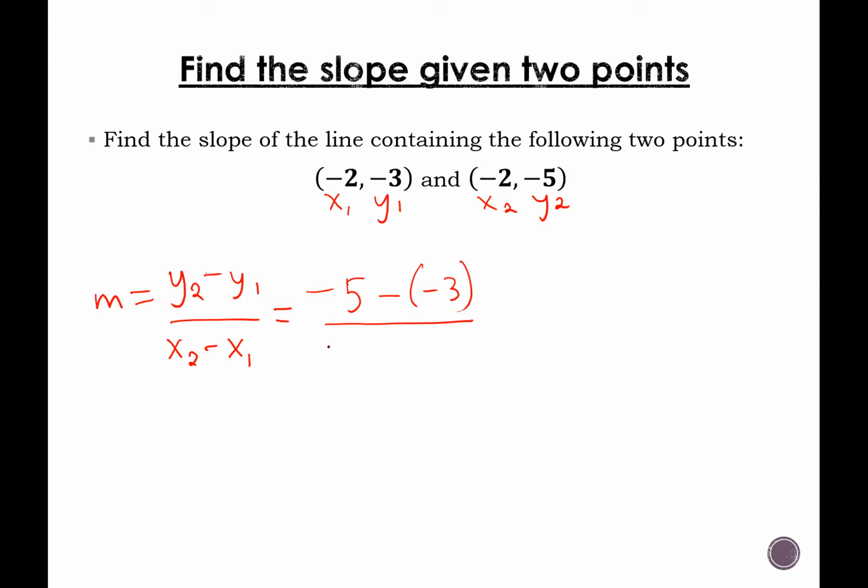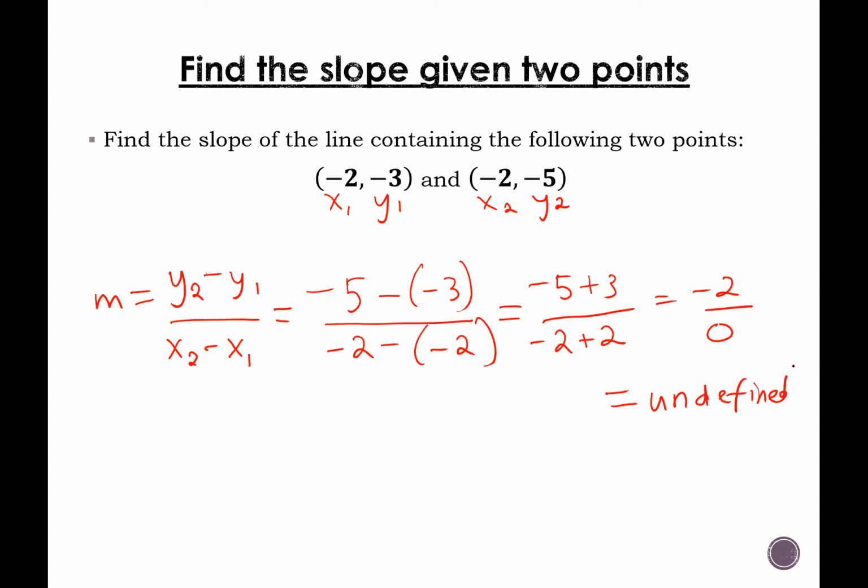Now let's simplify. -5 minus -3 really becomes -5 plus 3, which is -2 in the numerator. -2 minus -2 becomes -2 plus 2 in the denominator, which is 0. So it looks like we're getting -2 over 0. This is not a real number. We cannot divide by 0. So the answer is actually undefined. So there are some lines that have a slope that is not defined, or undefined.